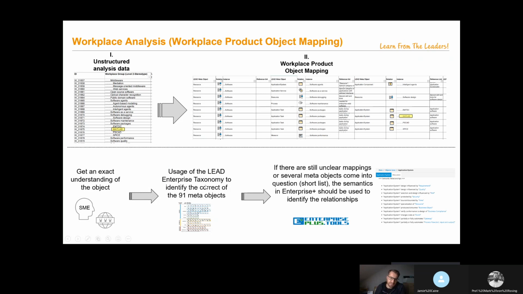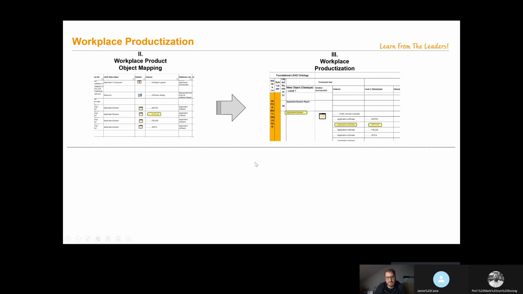And if it's not clear, you go to the Enterprise Plus tool and check the semantics and the relationships, the mother-son relationships, and so on between the meta objects to pick up the right mapping for your object, here MATLAB in this case.